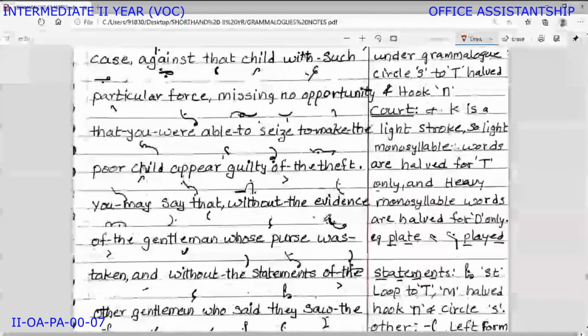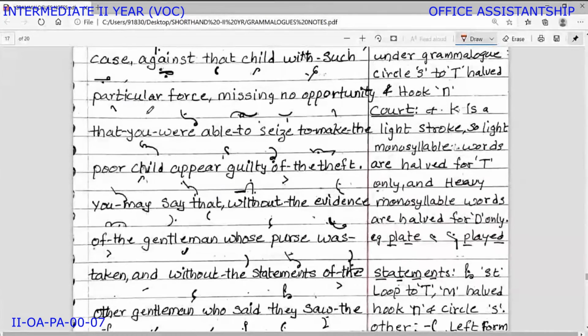Particular is a gram lock, but chapter half above the line. Fours: F, R, and S. So F and R downward arc circles in writing because the final arc is not followed by a vowel. Missing: M, circles and N. Missing, on the line. N and O vowel on the line. And opportunity is part half on the line.